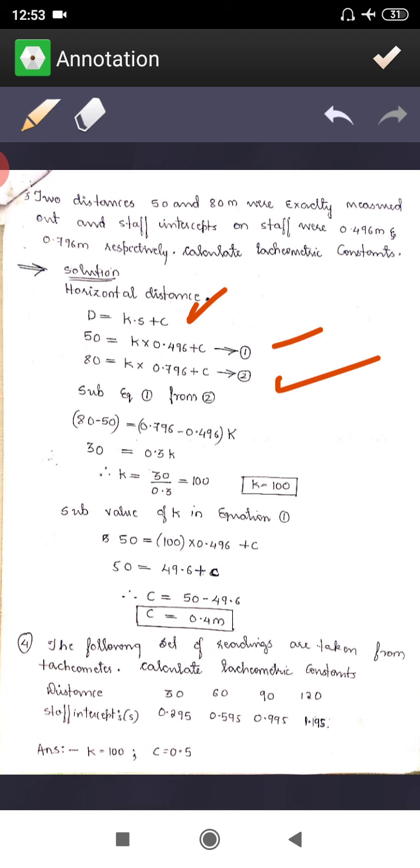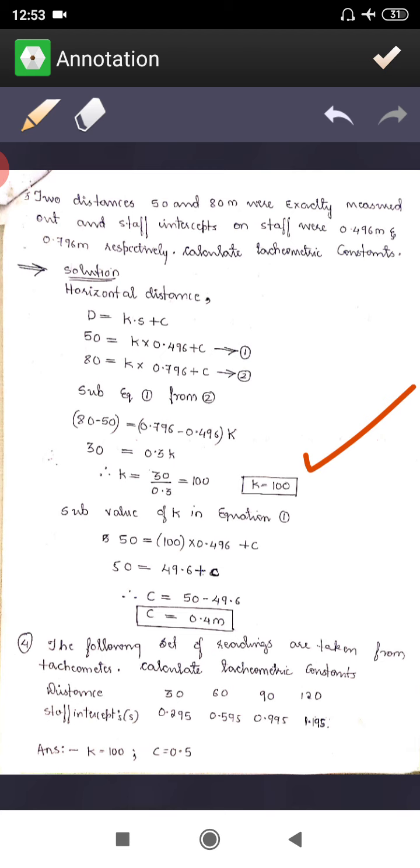By subtracting equation 1 from equation 2, we have 80 minus 50 equals 0.796 minus 0.496 into K. You will have 30 is equal to 0.3 K. Here you get the K value, that is 30 divided by 0.3, so K is 100. So we got K as 100.